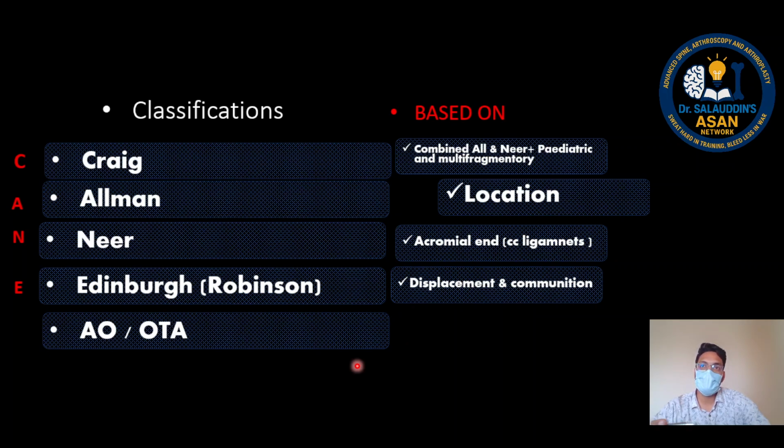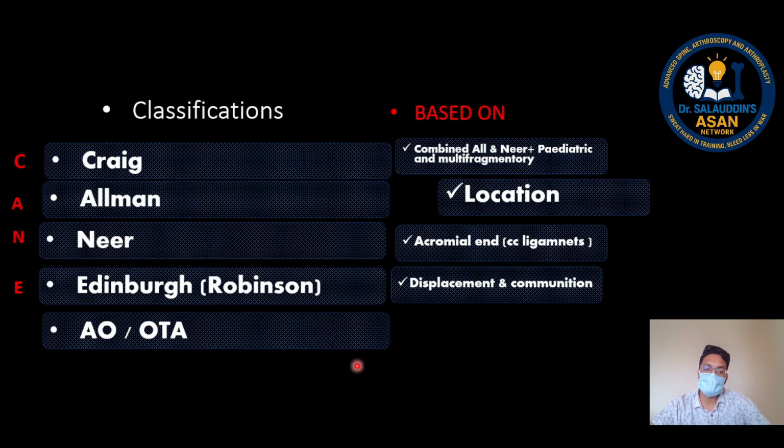Where the lateral end, he talks about the coracoclavicular ligaments. The conoid is torn and the trapezoid is intact. Both the conoid and the trapezoid are torn. Okay. And in children, it is similar, minimally displaced, displaced, and coracoclavicular ligaments are attached to the periosteal sleeve. That is Craig's classification for lateral end. Medial end, it's similar to Neer. So all the three classifications, Craig, Allman, and Neer, are simple.